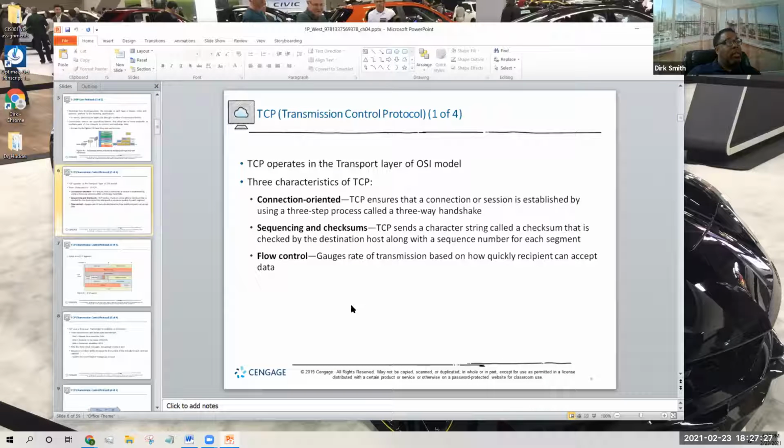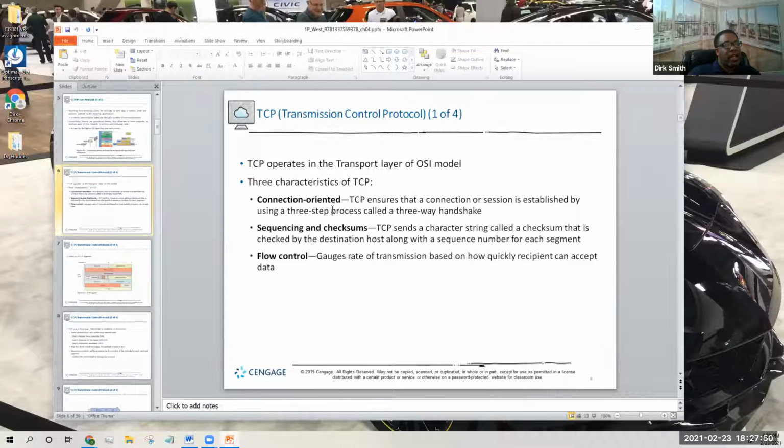Okay, so TCP/IP operates on the transport layer of the OSI model. It's very important. You may see that on the quiz, so just keep that in mind. These are some of the main characteristics of the TCP/IP protocol. It's a connection-oriented protocol, which ensures that a connection or session is established, and it does this in 3 ways.